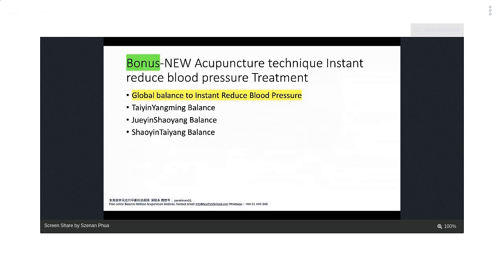This bonus is a new acupuncture technique that I've figured out in my clinic, using only 3 global balances: Tai Yin Yang Ming balance, Jue Yin Shao Yang balance, and Shao Yin Tai Yang balance, to instantly reduce blood pressure. And which meridian to go with and which point to choose. I'll show you in my class, and this is a bonus because this is global balance.